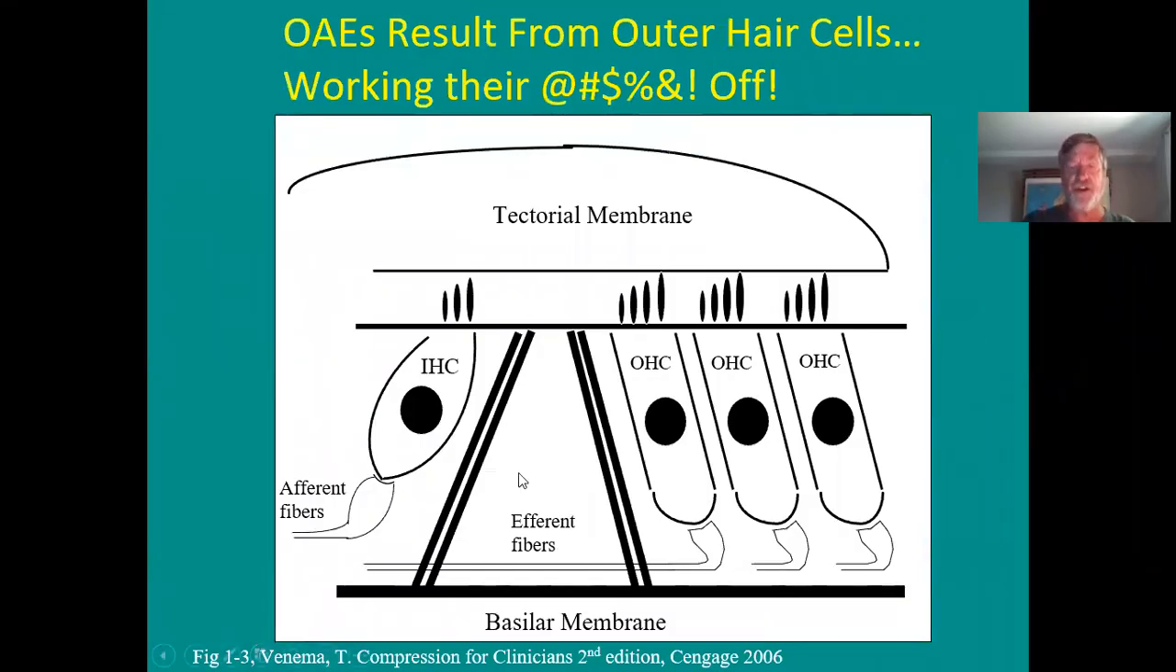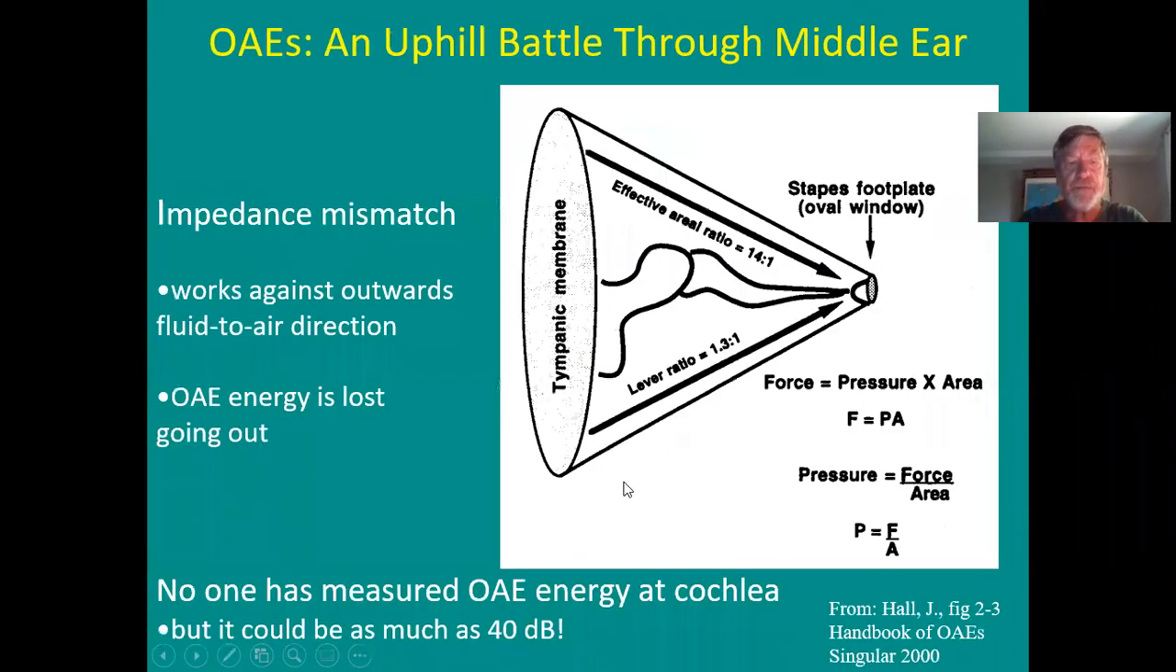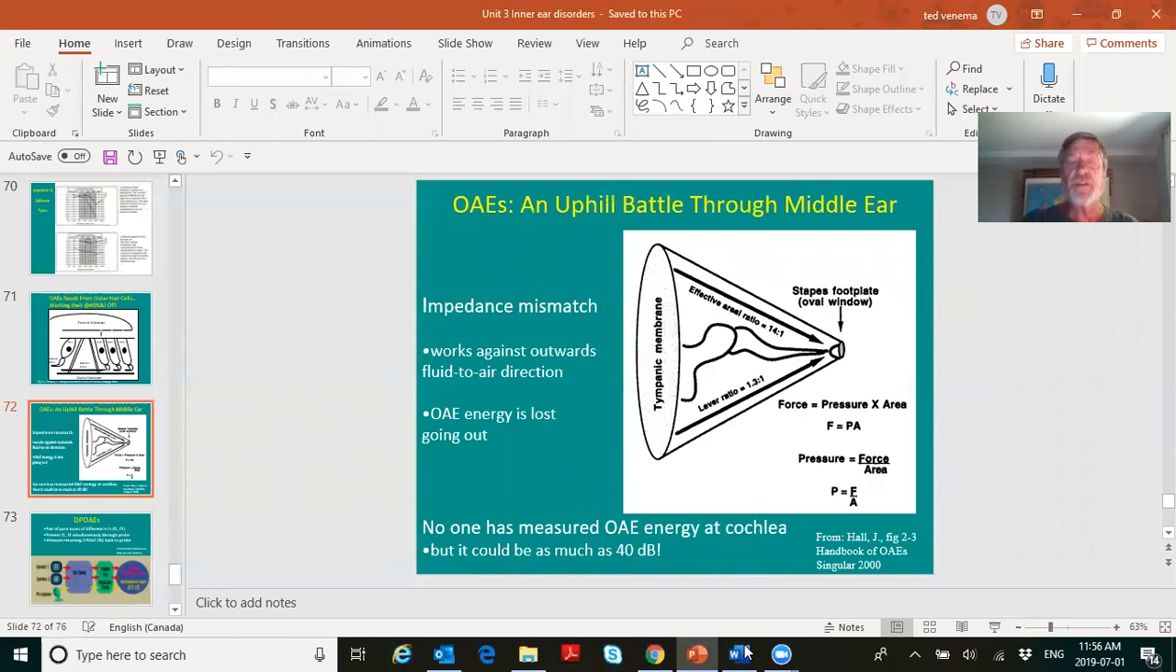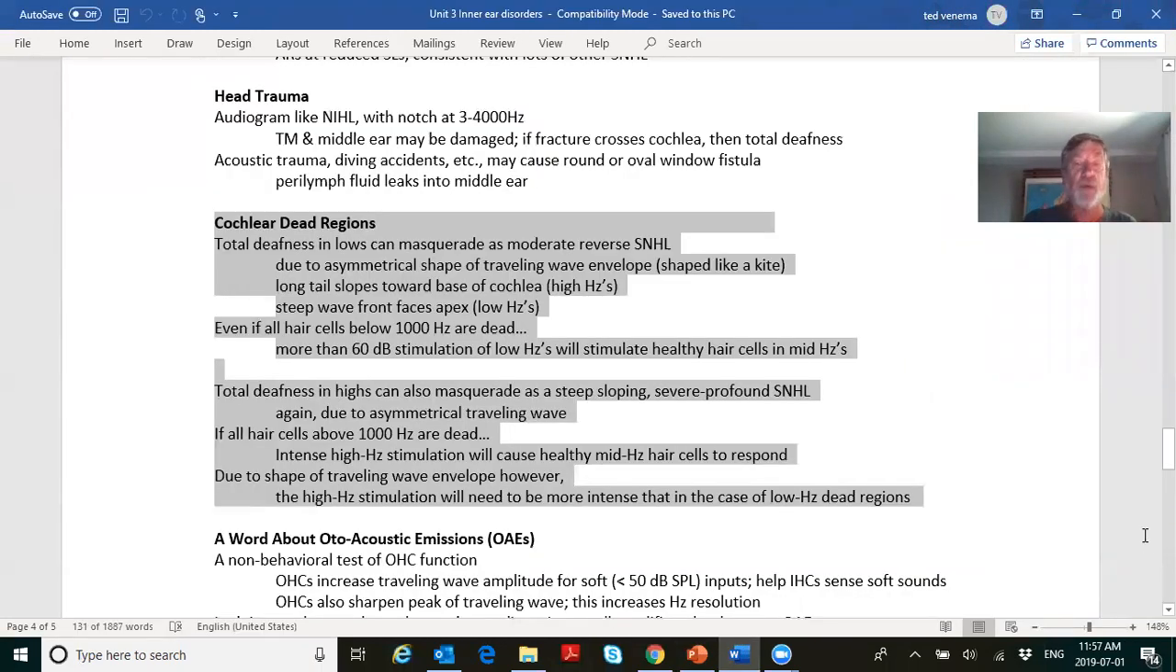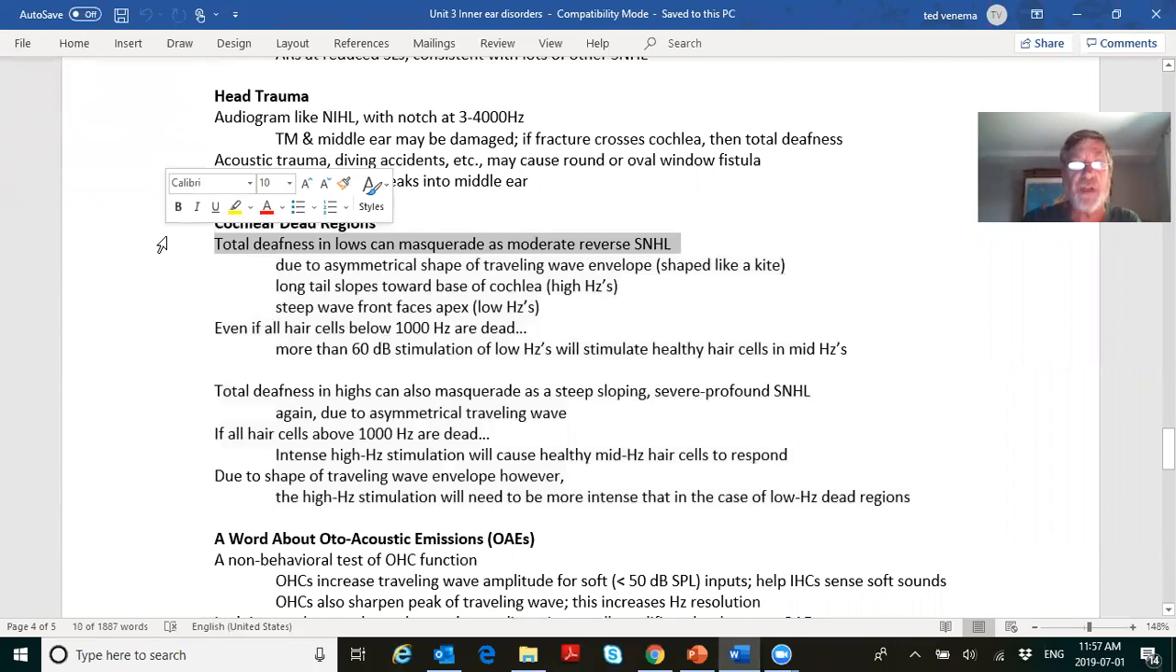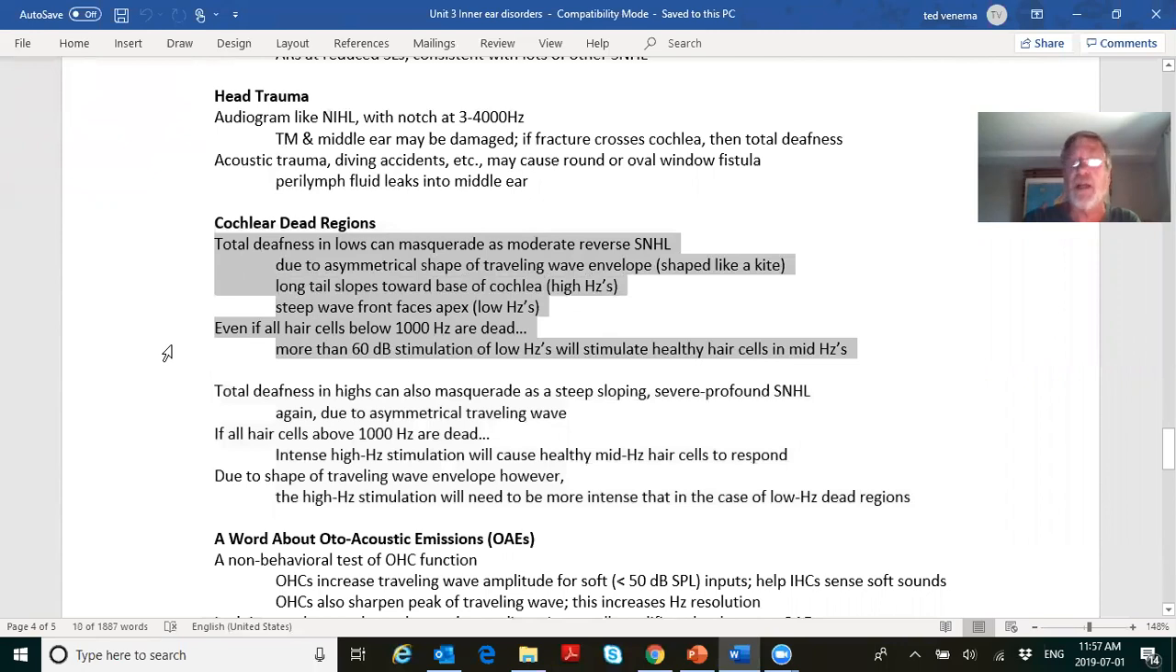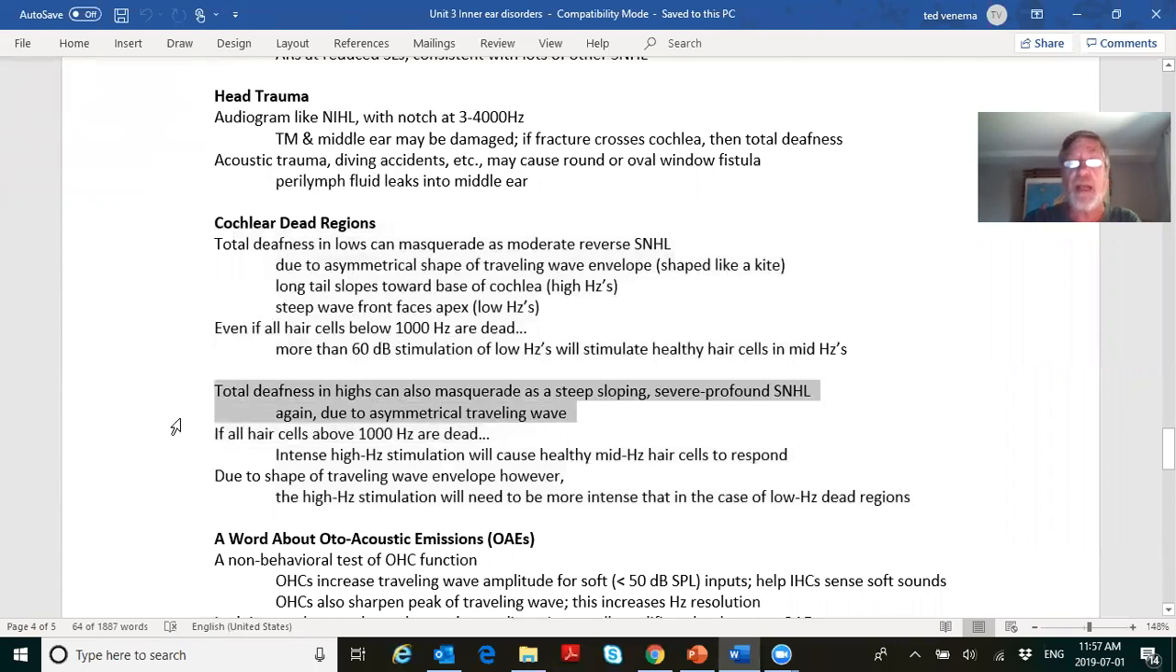Okay, now let's finish today. So let's go to here in our notes. Now you can look at the cochlear dead regions thing that we talked about here. Total deafness in the lows can masquerade as a moderate, severe, or moderate reverse hearing loss, again due to the shape of the wave. I've actually verbalized all of this, but this is it for you in writing. Total deafness in the highs can masquerade as a steep sloping severe to profound loss, again more like what you'd expect. Again, for the reasons that we described earlier in your PowerPoint slides.